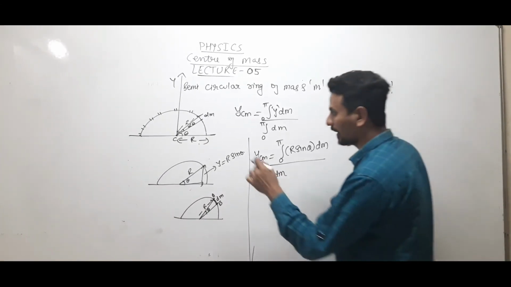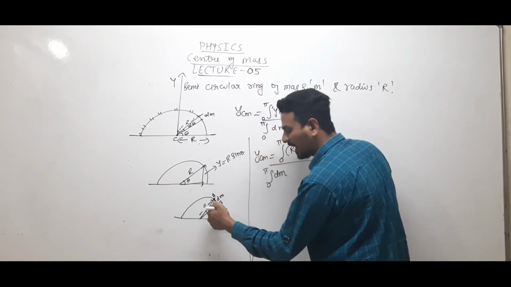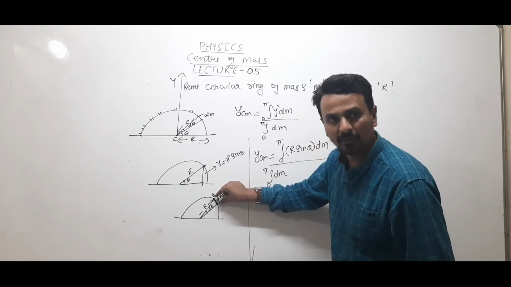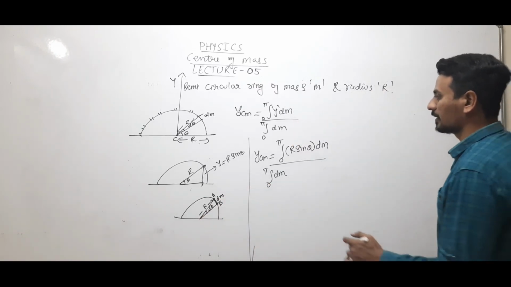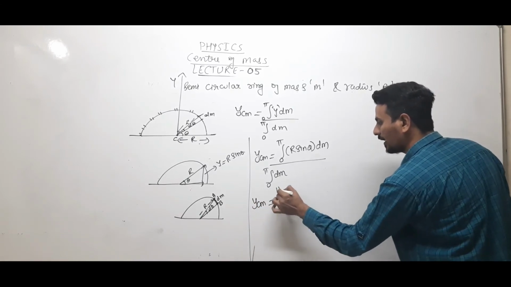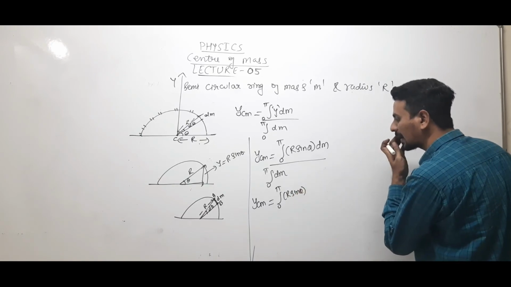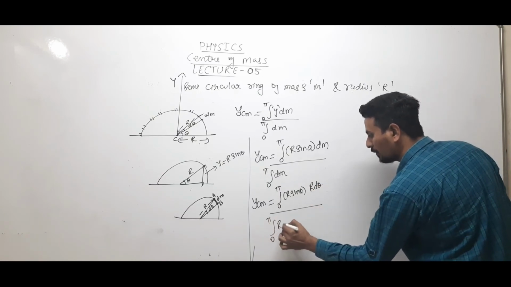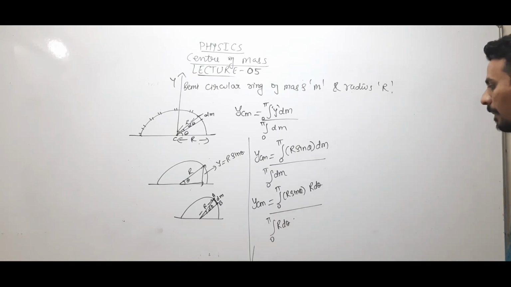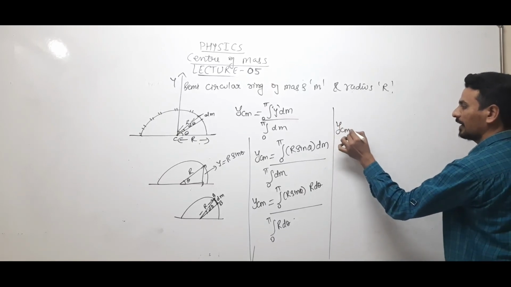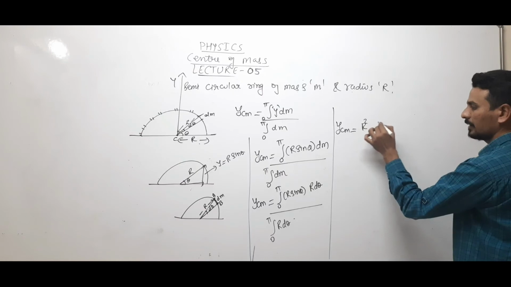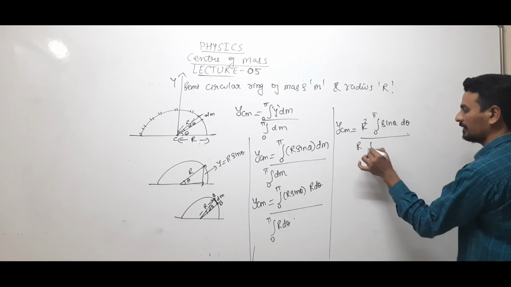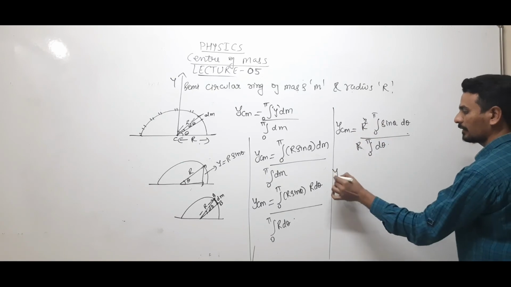Now dm can be written as, the angle is d theta, so dm is an arc, right? So it can be written as r into d theta. Arc is angle into radius. So this portion dm is equal to r into d theta. Substitute here. So ycm is integration 0 to pi of r sin theta into r d theta, upon integration 0 to pi of r d theta. Fine. So now ycm is equal to r square taken outside, integration 0 to pi of sin theta d theta, upon r integration 0 to pi of d theta. One r gets cancelled. So ycm is equal to r.